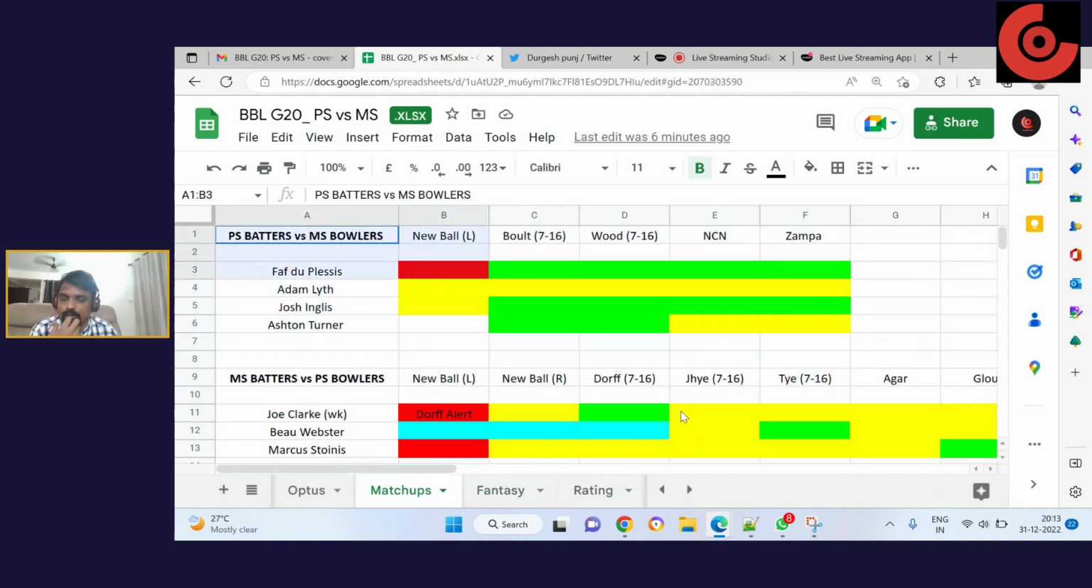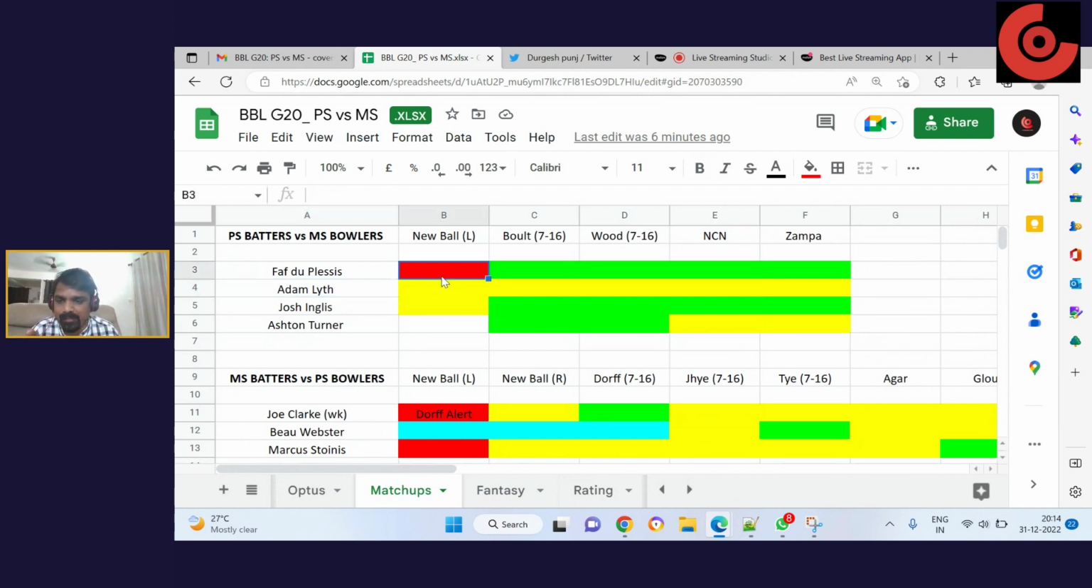So this is an advanced matchup section. It's not something that's based on normal numbers. For example, take Adam Lith: he has exceptional numbers against left arm new ball pace and right arm new ball pace, but there is a reason why he has not been marked green here. There are a lot of filters and factors that we use to highlight it.